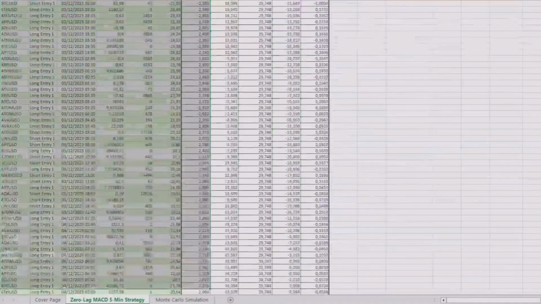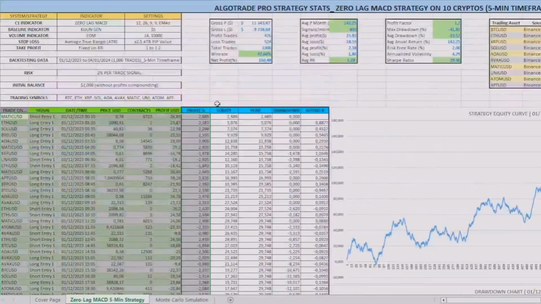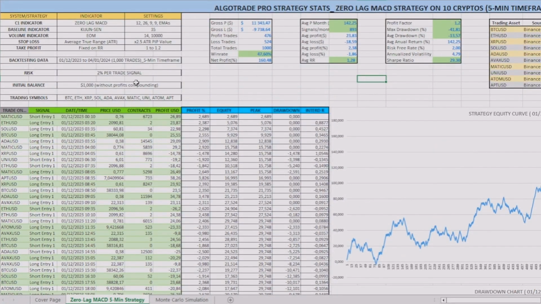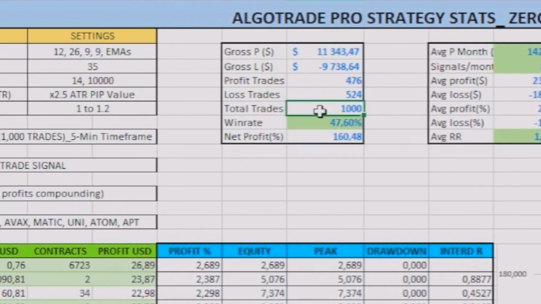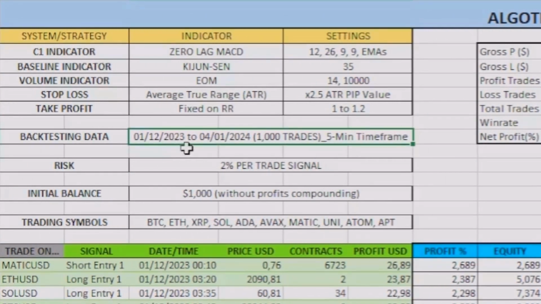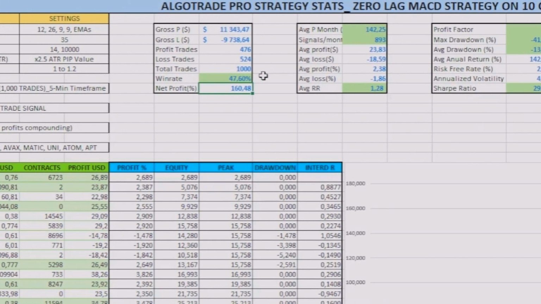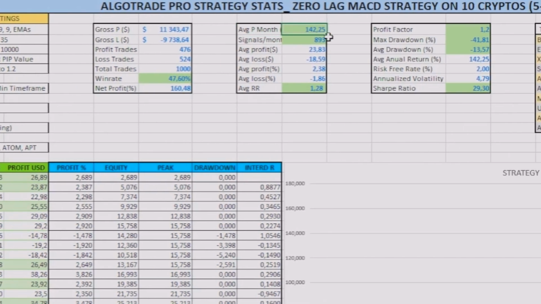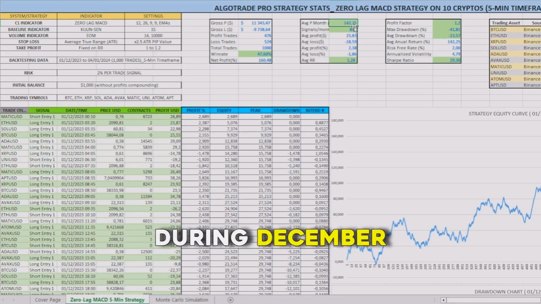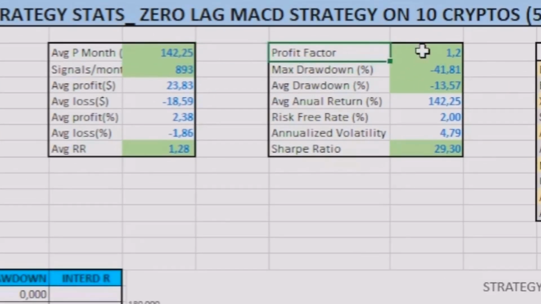These are the results of the zero lag MACD strategy from the test I've just performed. After analyzing exactly 1,000 trades from December 1st, 2023 to January 4th, 2024, we can see that in these conditions, the win rate of this strategy was about 47.6% and it had a net profit of 160%, or an average monthly profit of 142%, which was the profit during December. It had a profit factor of 1.2, an average drawdown of 13%, and a maximum one of 41%.